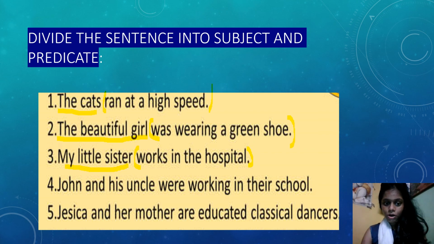Now "John and his uncle" is your subject, and "were working in their school" is your predicate. Now last, "Jessica and her mother." These both will be your subject, both are correlated. "Are educated classical dancers" is your predicate.